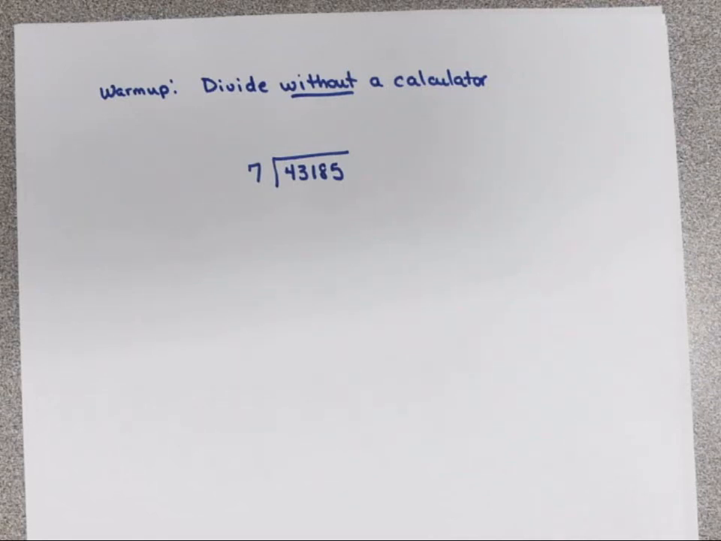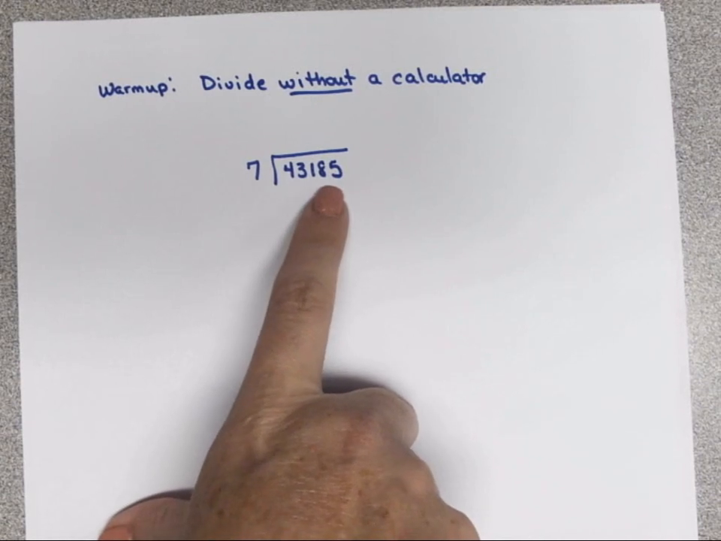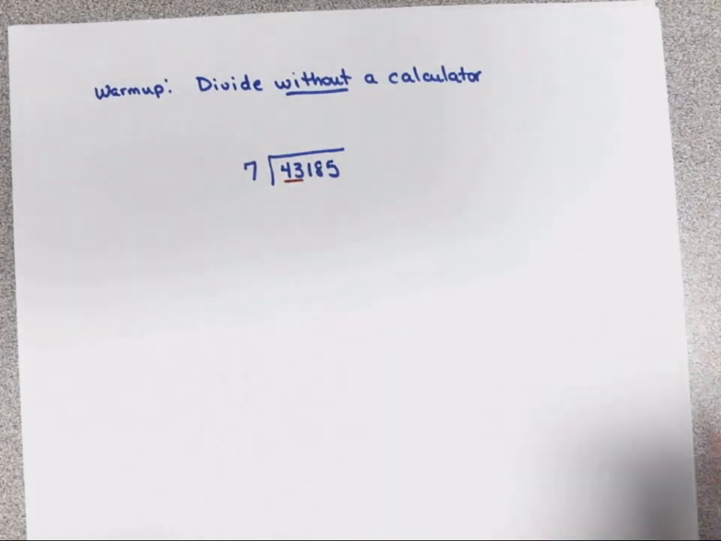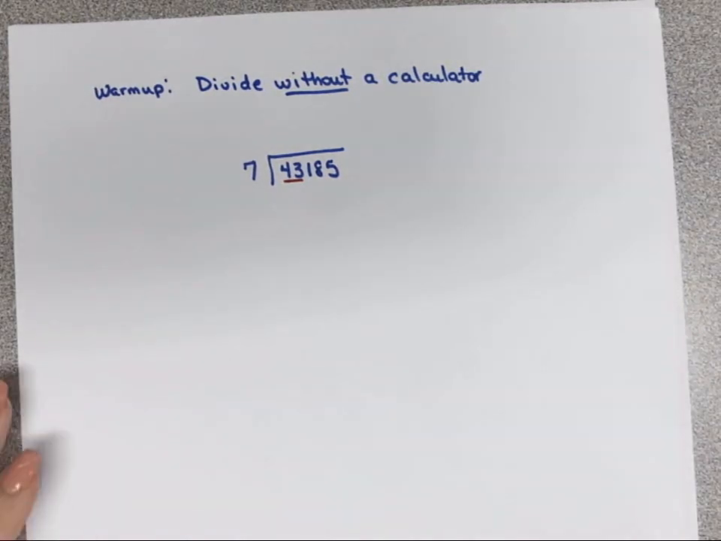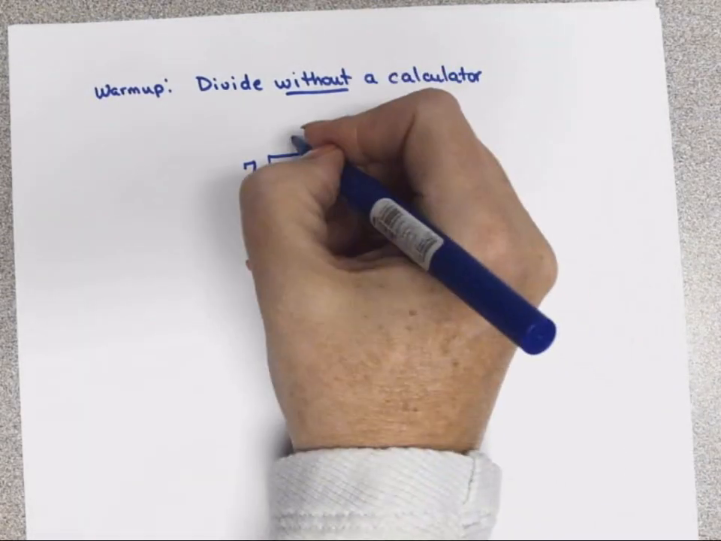Okay, so I asked you to do this as a warm-up for a reason. I wanted to see if you remembered the processes that we would use. So we don't try to tackle how many times 7 goes into this big, huge number, right? We focus on how many times 7 goes into, we start with 43. So how many times does 7 go into 43? 6. So we put a 6 above here, right?